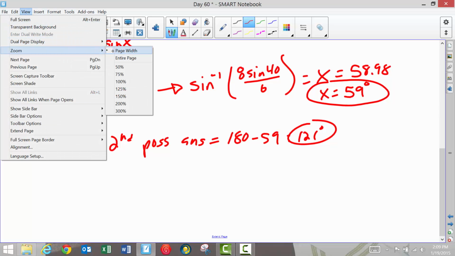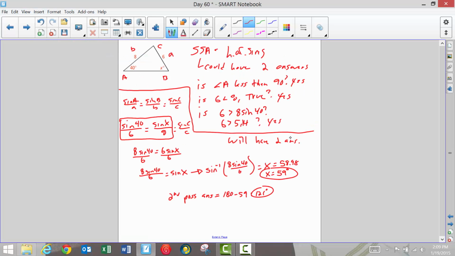And again, it's not always going to be two answers. You just have to make sure that these three criteria are true. If one of them is no, you're just going to have one answer. We'll do another example.